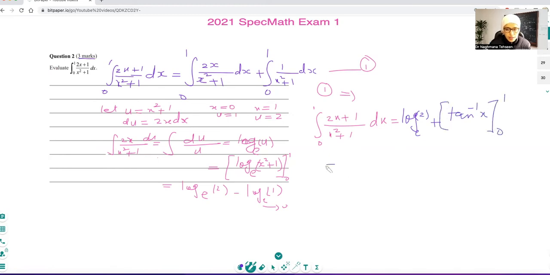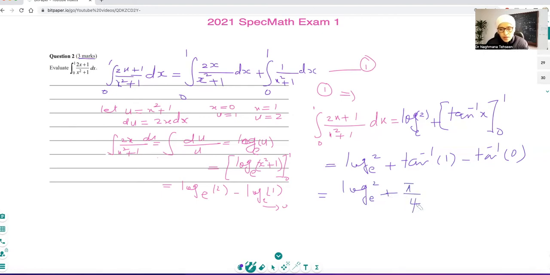And then we apply the limit, we get log of 2, and that gives you plus tan inverse of 1 minus tan inverse of 0. Okay, so tan inverse 0 is 0, tan inverse 1 is positive, this is first quadrant, so it would be log e 2 plus pi on 4. So that should be our answer. So that's worth it, a 3-mark question. So that is our answer for this one.